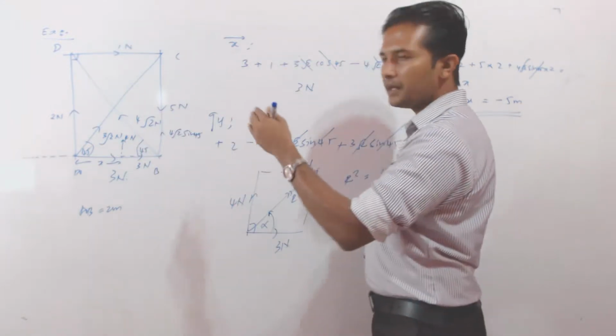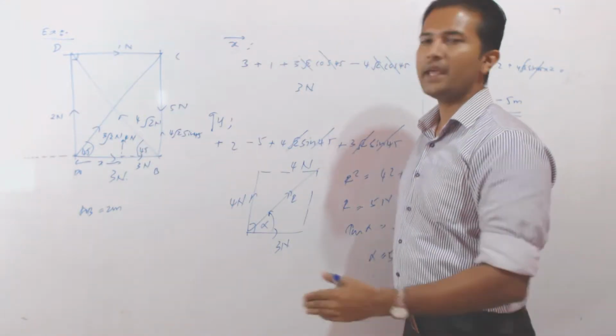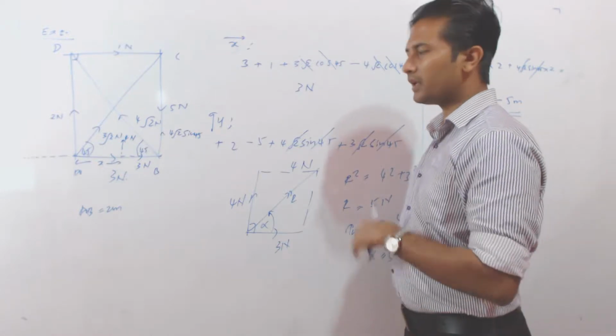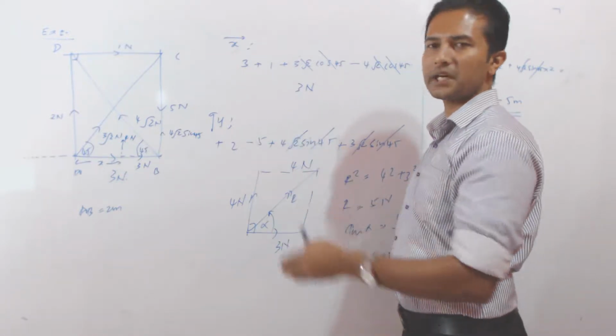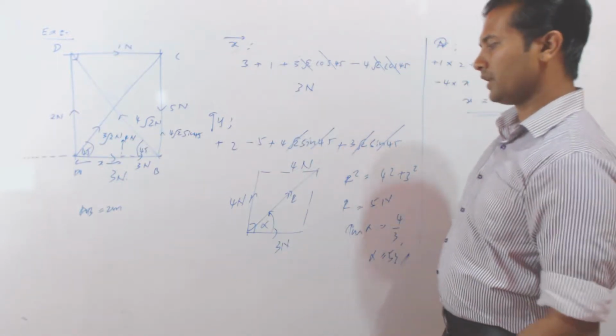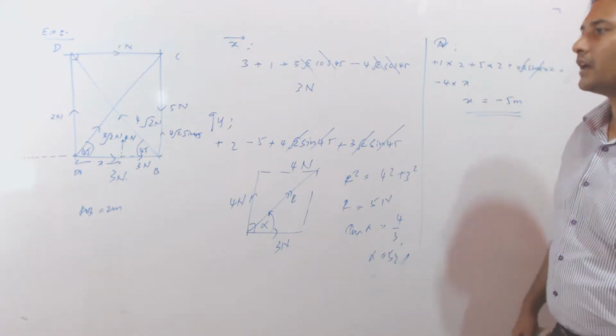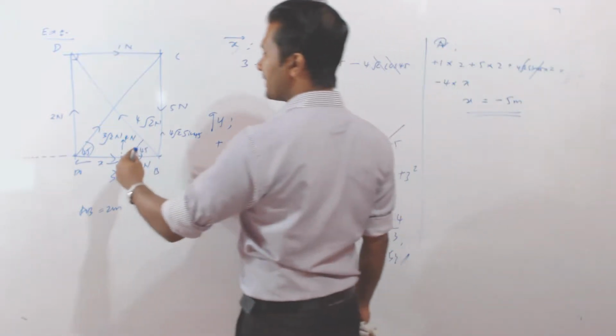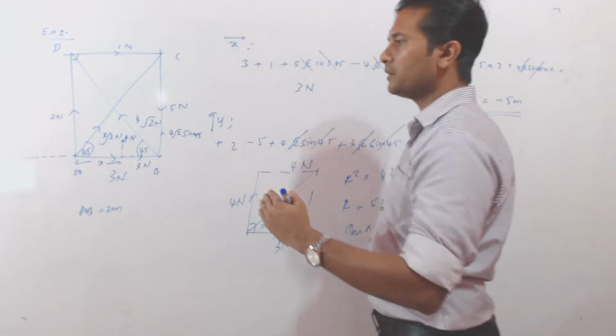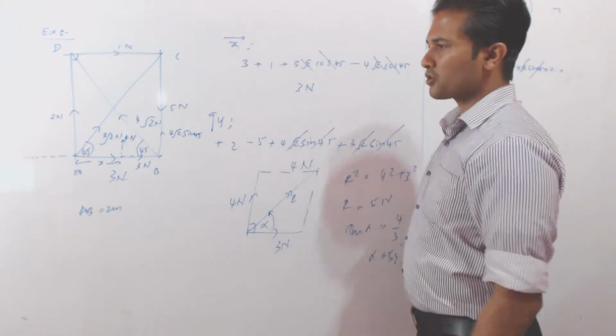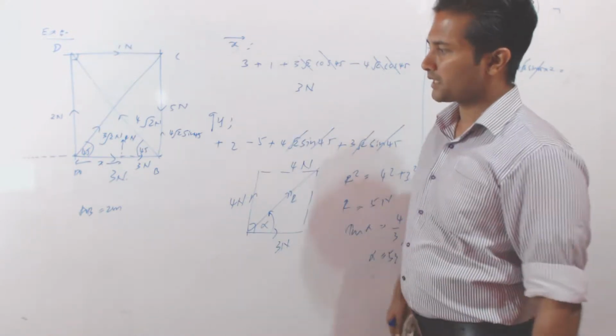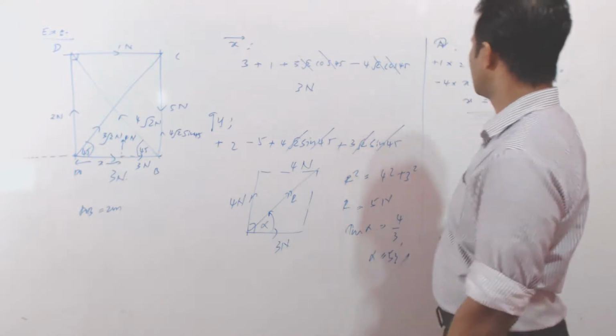which means the line of action of the resultant goes through the extended BA side, unlike AB, extended BA side. Okay, the angle is 53. We know the exact point which goes through the extended BA line. That's all.